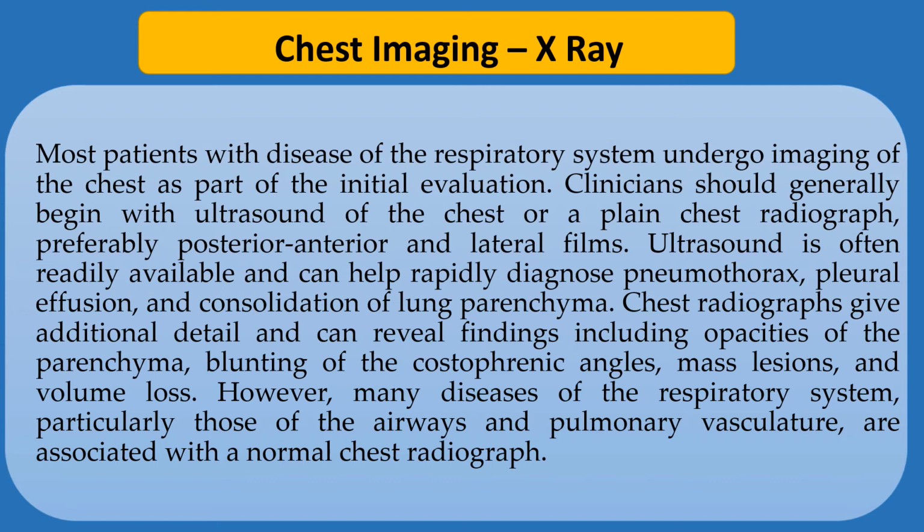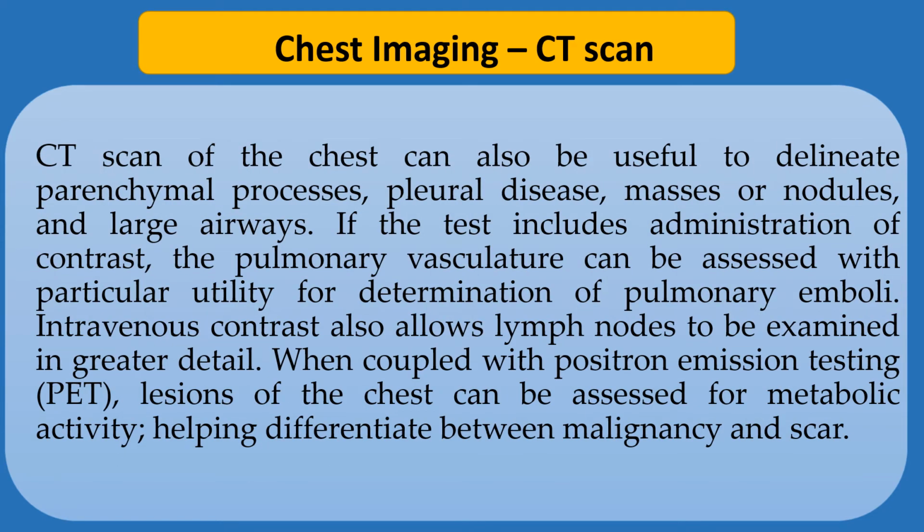Chest radiographs give additional detail and can reveal findings including opacities of the parenchyma, blunting of the costophrenic angles, mass lesions, and volume loss. However, many diseases of the respiratory system, particularly those of the airways and pulmonary vasculature, are associated with a normal chest radiograph.